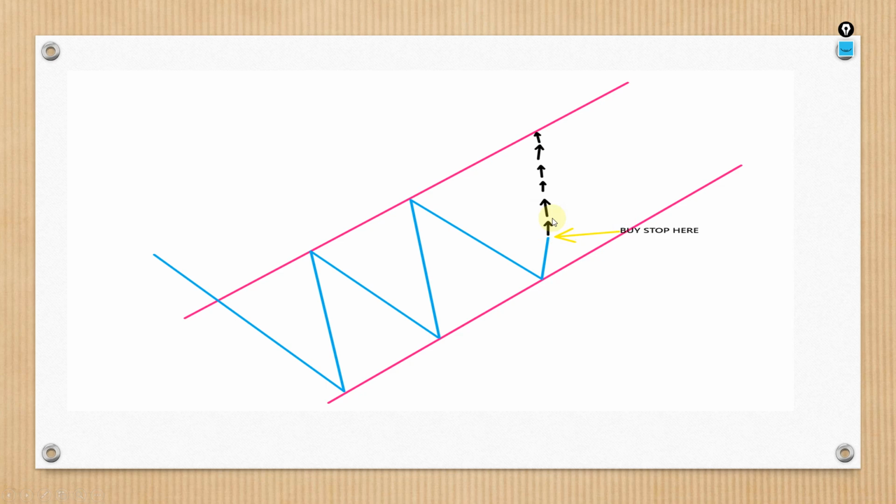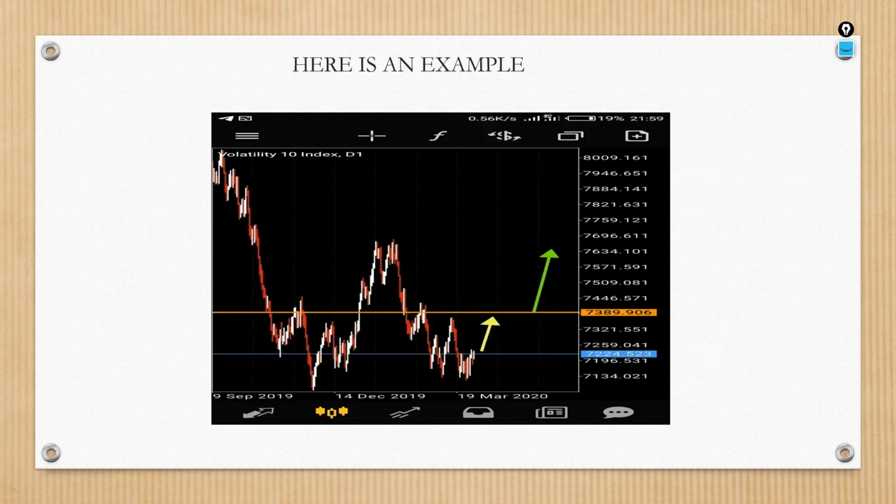Or rather, maybe if you see certain things, let's say maybe a level of resistance or a base or whatever that it is, but you feel once that level is broken, price is gonna fly. So you can use what we call the buy stop order. So basically that is how you use the buy stop order. And here is an example.